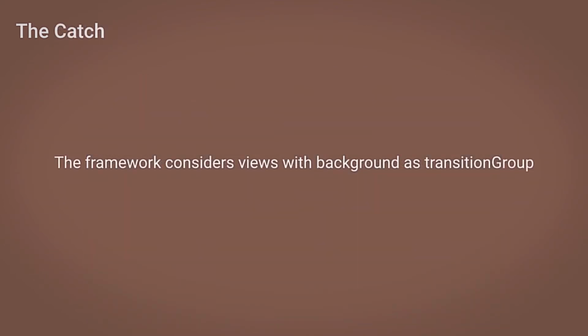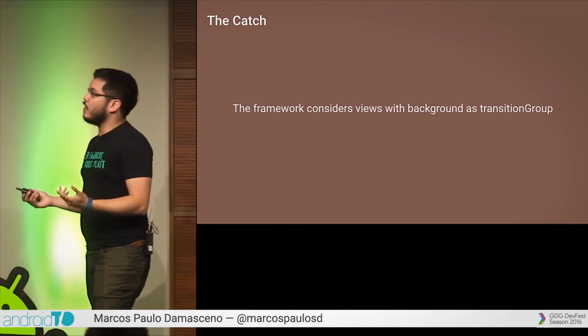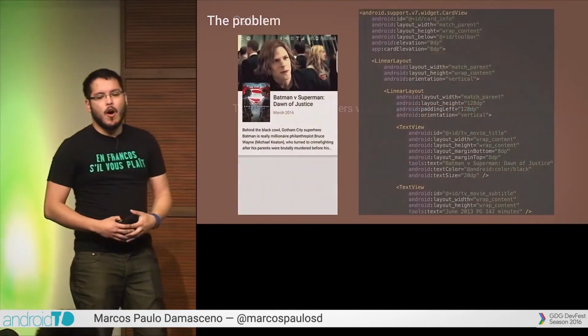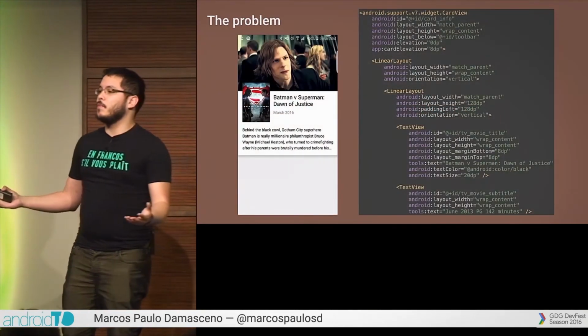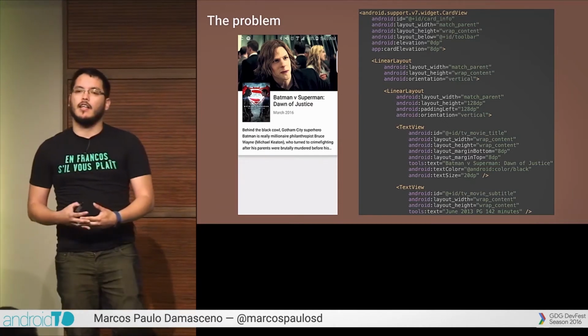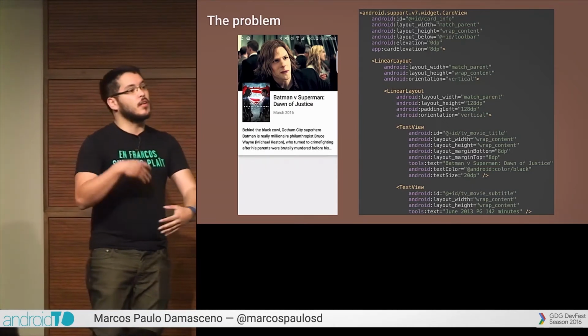So the framework considers views with a background a transition group. It's as simple as that. But it's not written anywhere, and that's where things get tricky. Of course, that's not the only way of saying that you have a transition group. You can also say explicitly in the code, set transition group true.